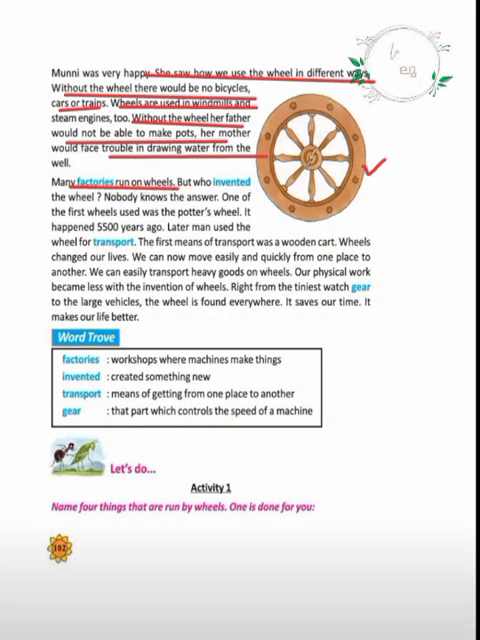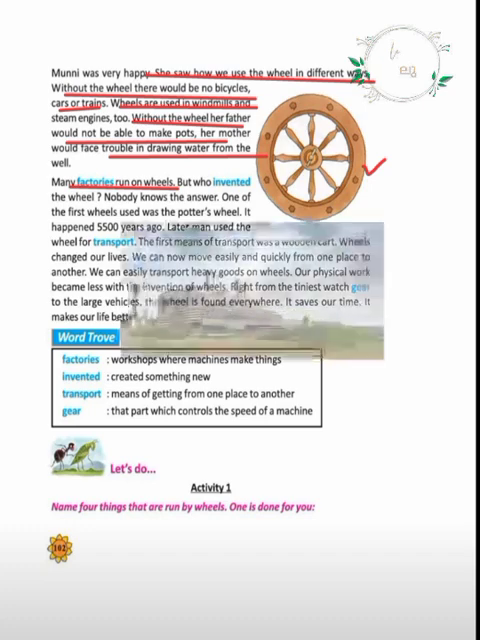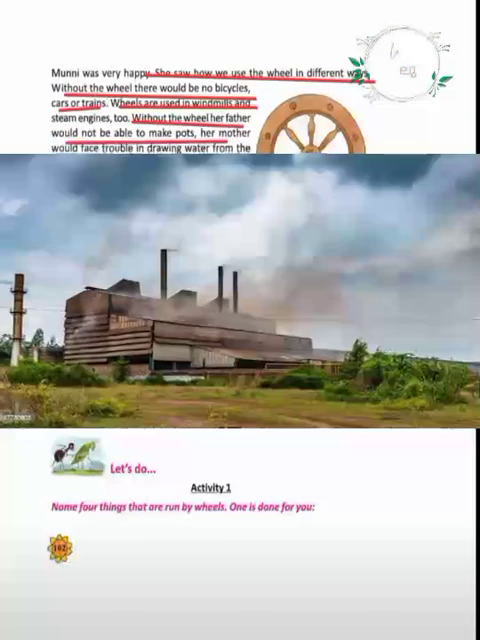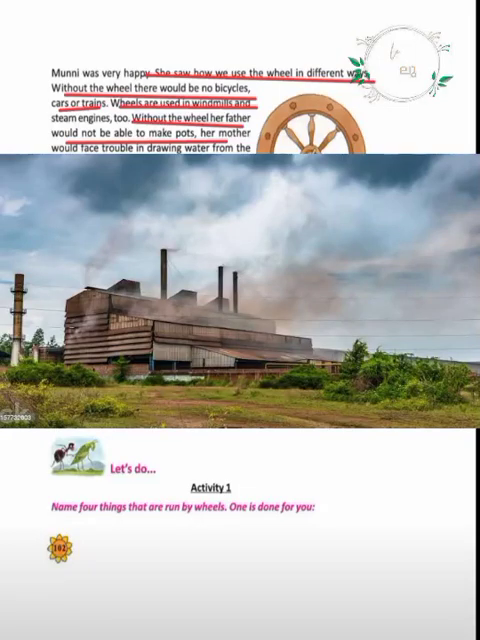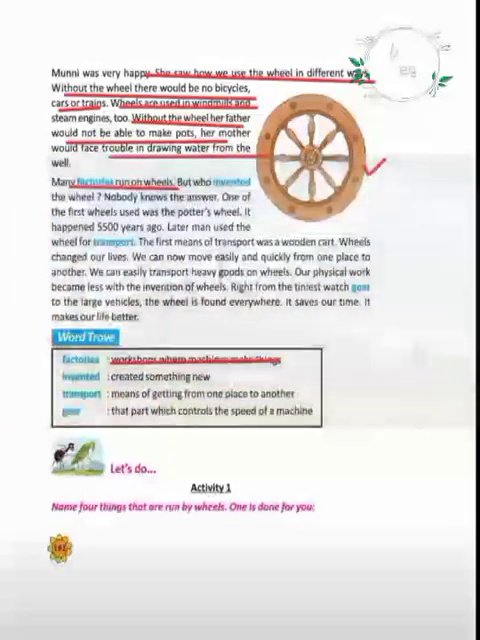Many factories run on wheels. You know what is a factory? Factory means a place or a workshop where machines make things. Okay, machines make things. So here is the word: factories, where machines make things.